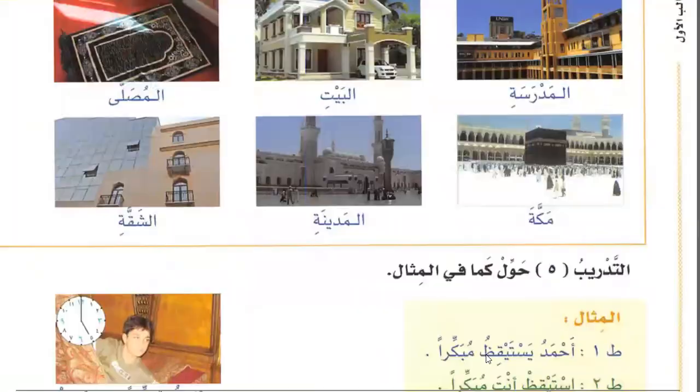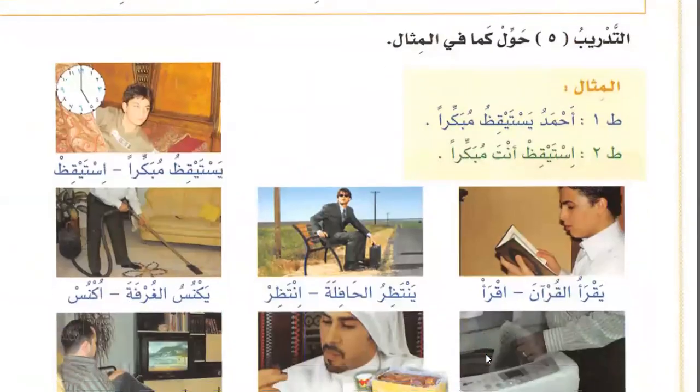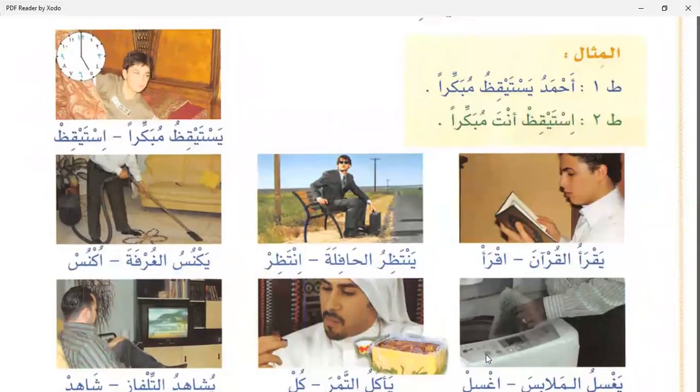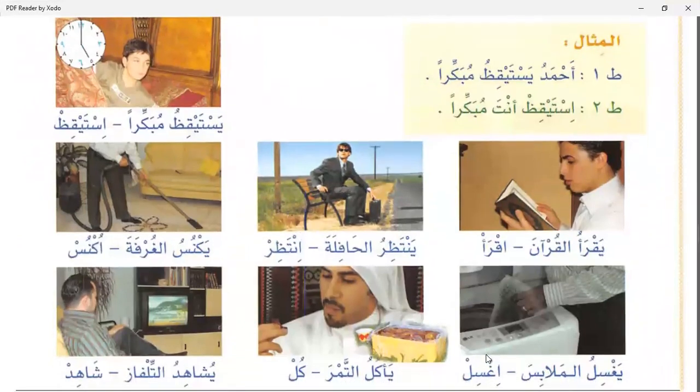Exercise five: convert like the one in the example. Here you will learn how to convert a present tense verb into the imperative tense, fi'l amr. If anybody has any questions, she can ask me now before we start this one.